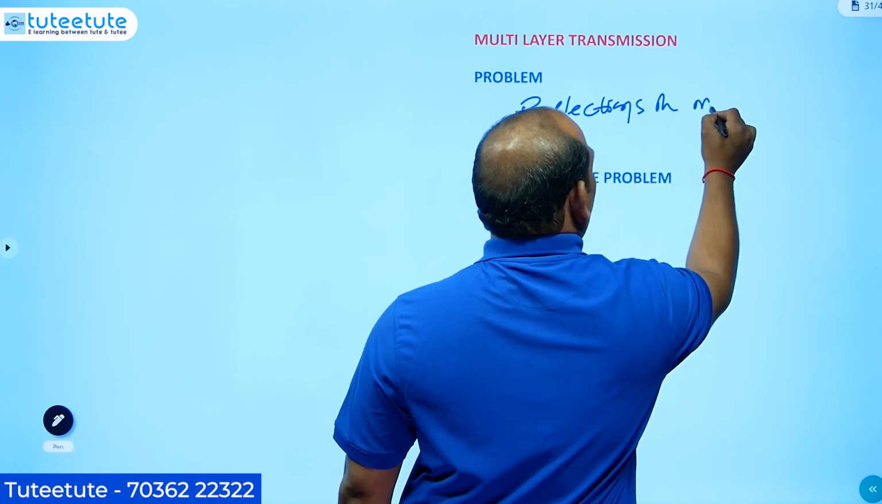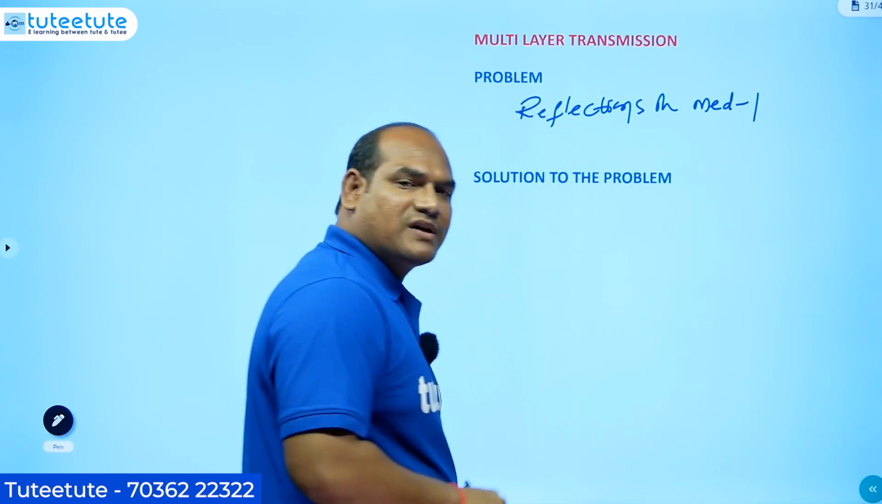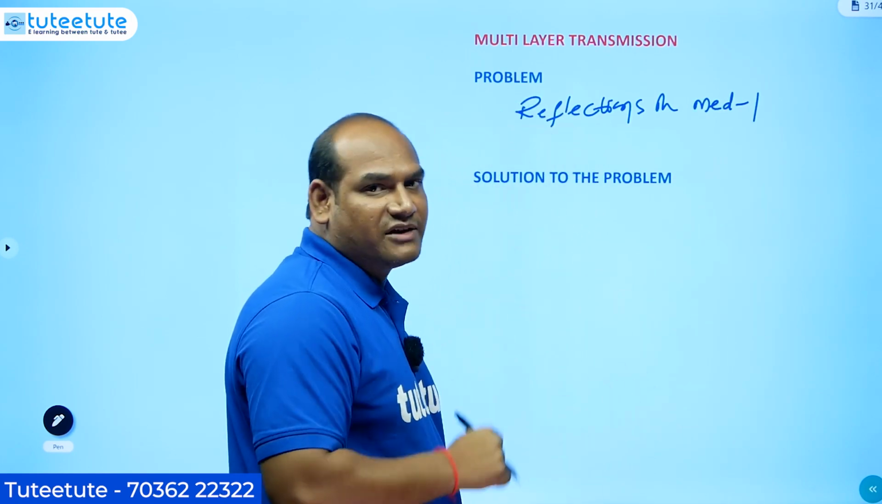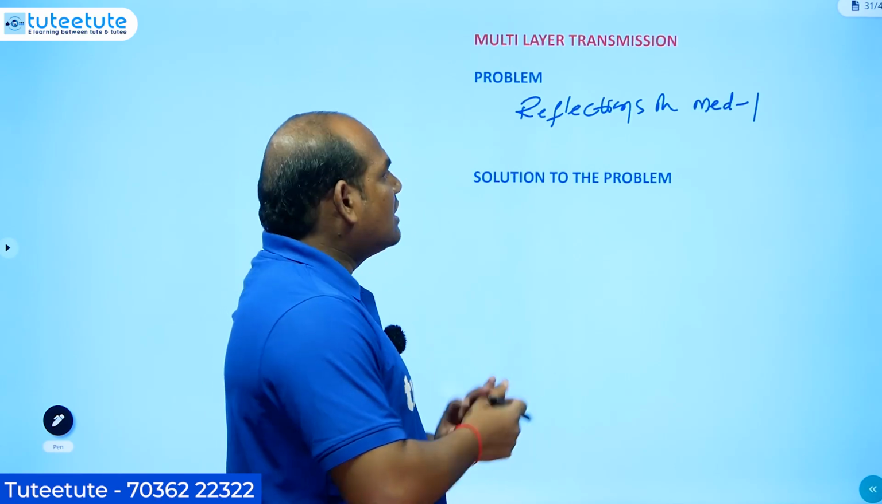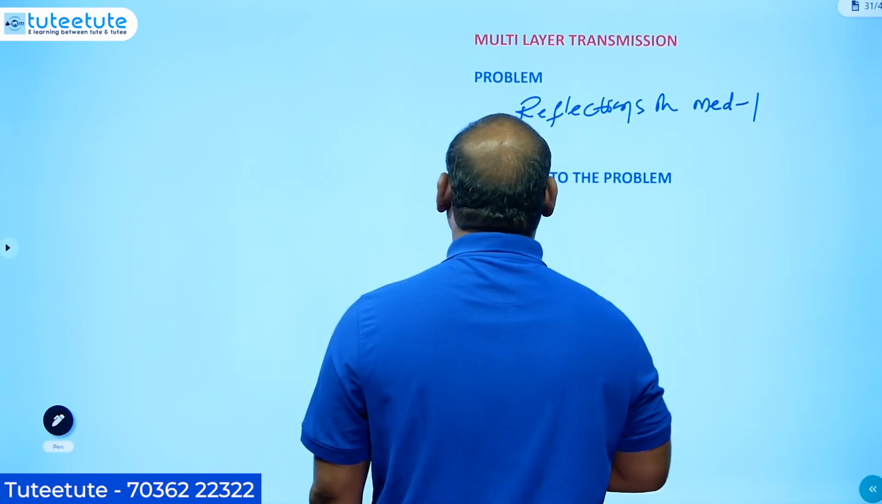Reflections in medium 1. That is the problem for us. We should not get any reflections in medium 1. Now what is the solution for that particular problem? That is what we need to see. The solution will be like this. We need to do the analysis here.